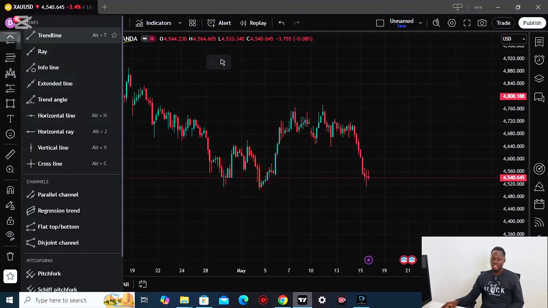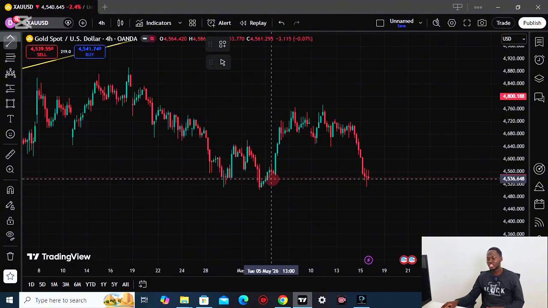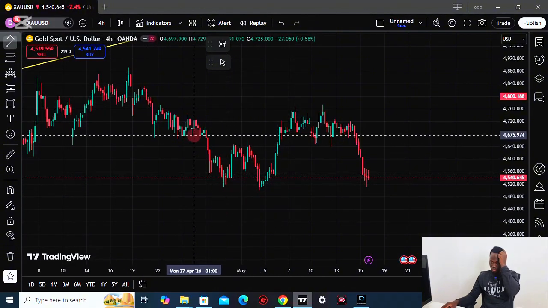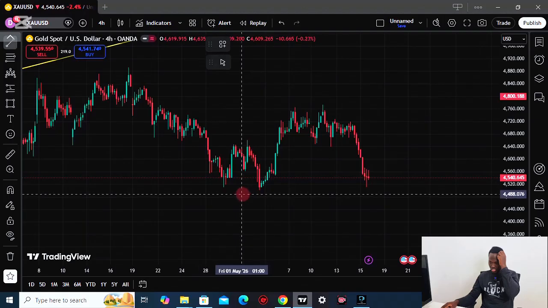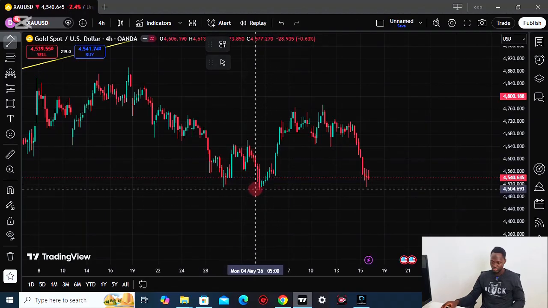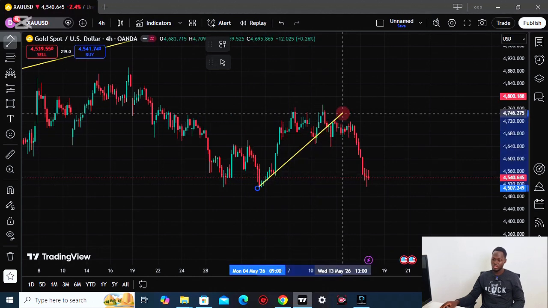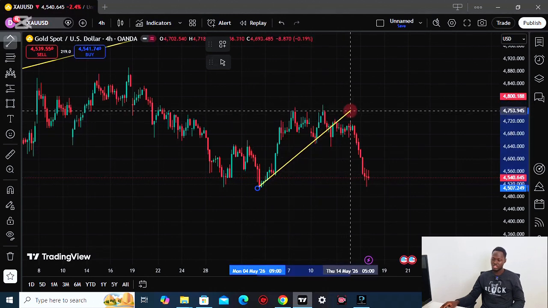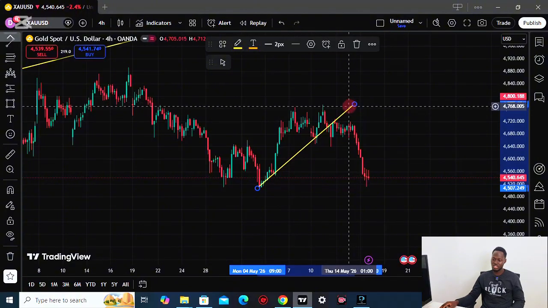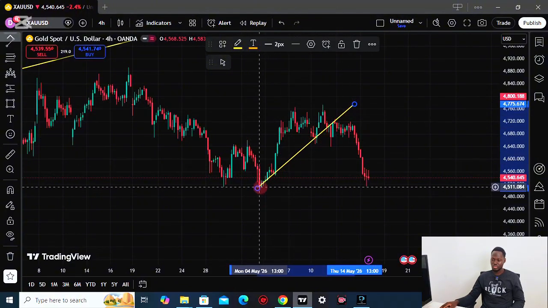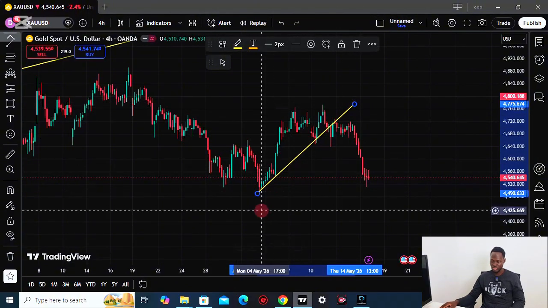And remember guys, I'm a swing trader or intraday trader. I'm not a scalper, so I don't trade below the 1-hour time frame. So as you can see, I can draw something like this, something like this, something like this. So you can see that the trend line was broken. These are all confirmation to show you that we are going to the downside.